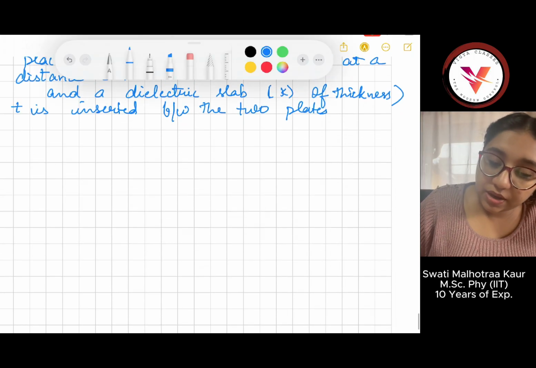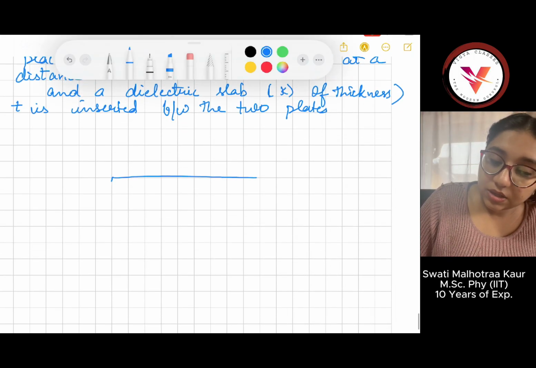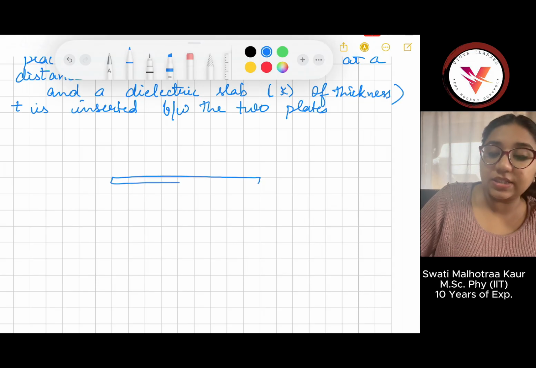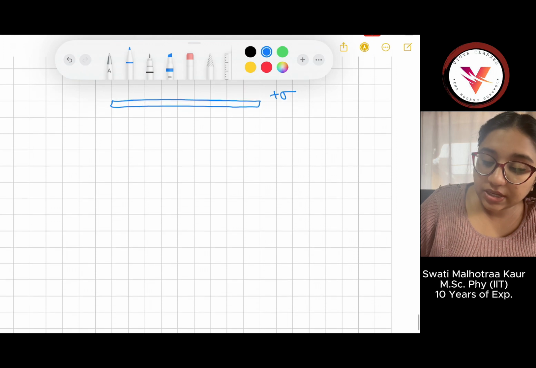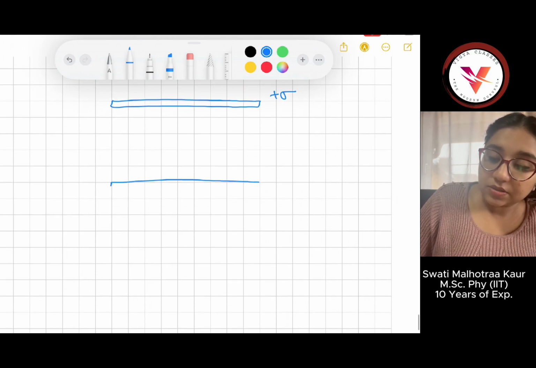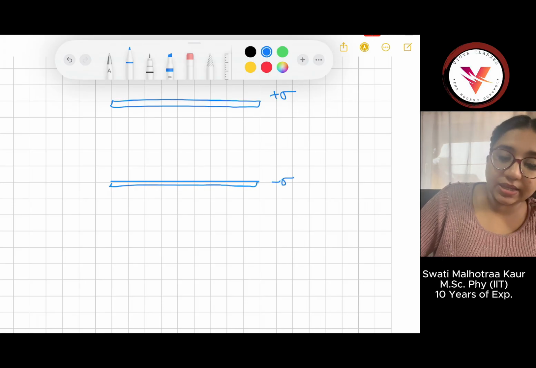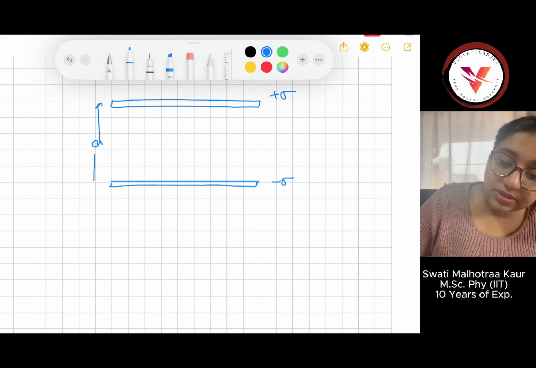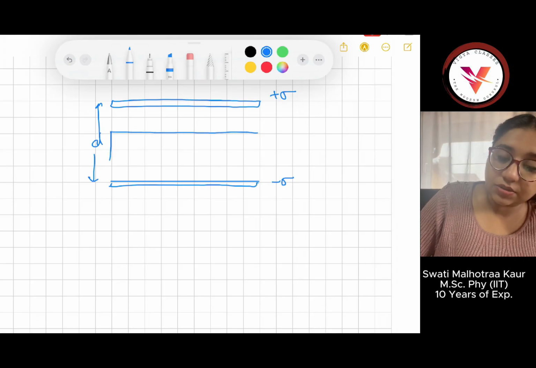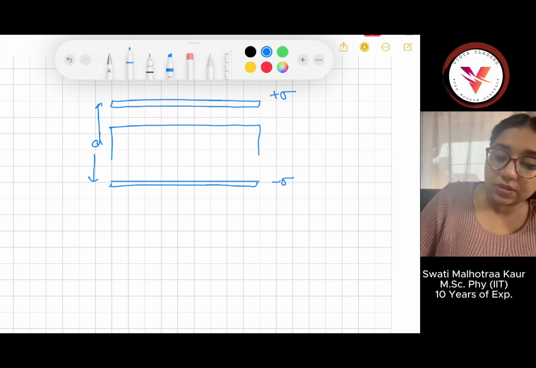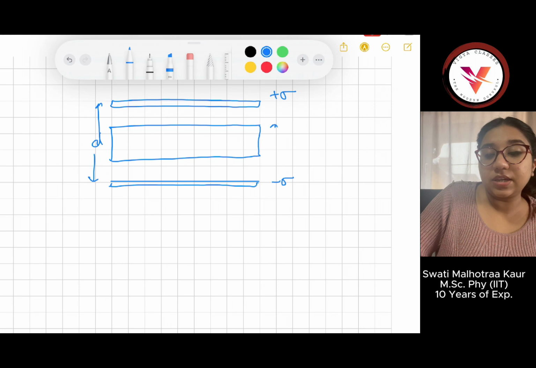Okay, so you have one conductor of area A having surface charge density plus sigma. Then you have a second conductor having surface charge density minus sigma, and both have area A, separated by a distance D, and there is a slab of the same cross-sectional area, something like this, of thickness T.